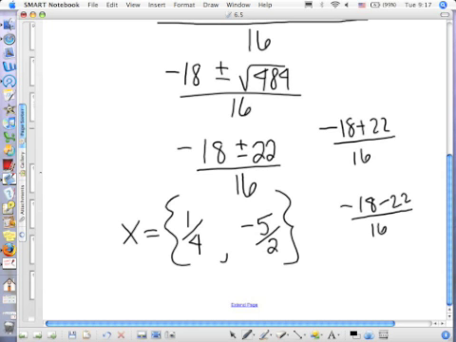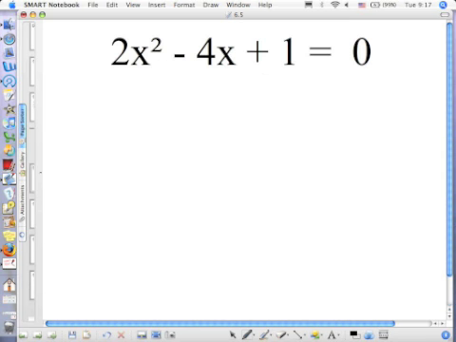Blake, what's the quadratic formula? X equals negative b plus or minus the square root of b squared minus 4ac over 2a. Don't you just feel like a rocket scientist when you can just rattle all that off? Feel better? Feel all smart and stuff?